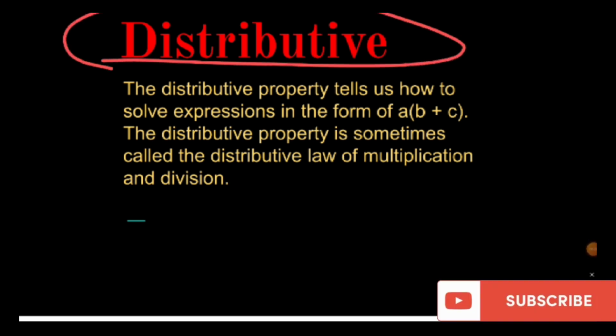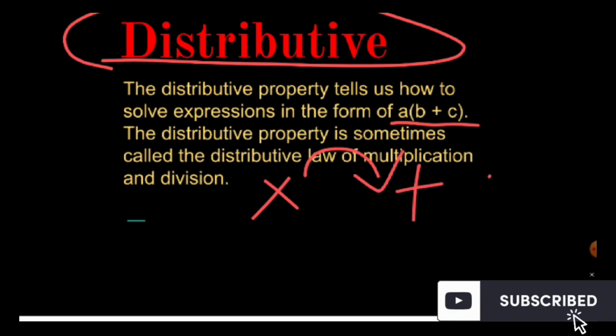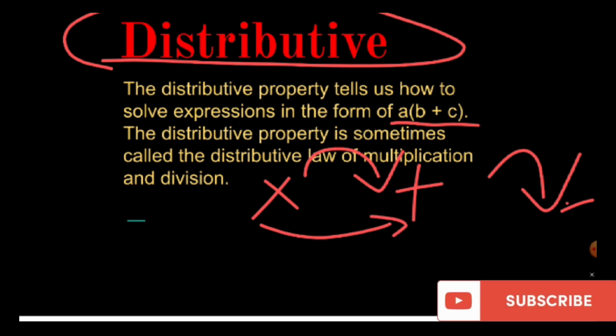What is the distributive property? The distributive property tells us how to solve an expression in the form of a into in bracket b plus c, bracket close. The distributive property is sometimes called the distributive law of multiplication. So the distributive property holds over addition and over subtraction. Multiplication over addition and multiplication over subtraction.